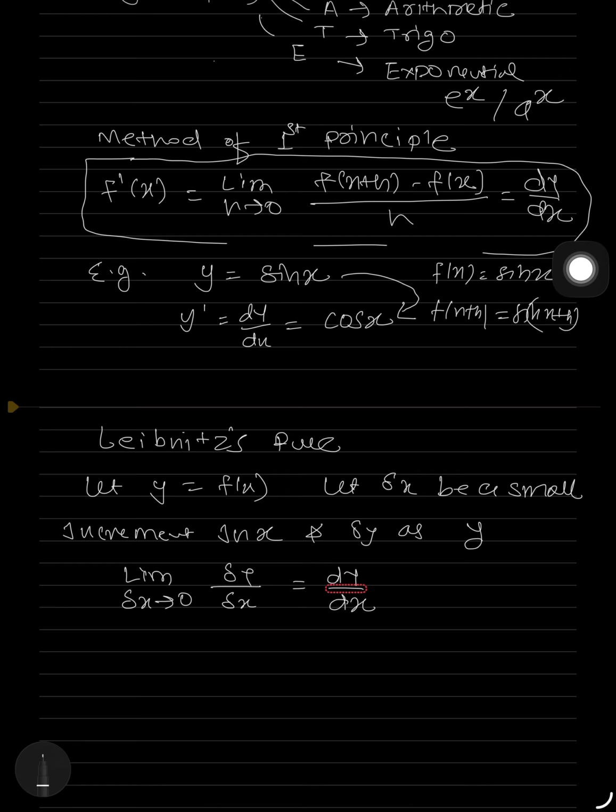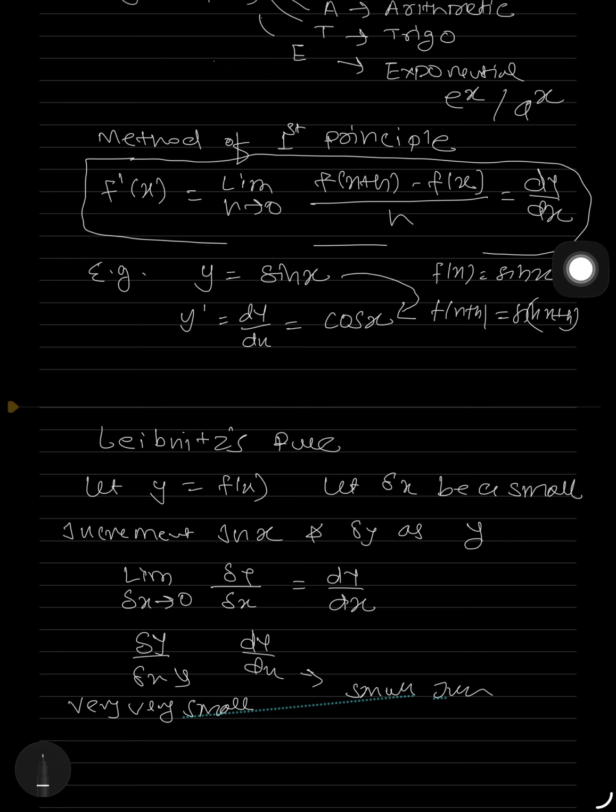Okay, so what is the difference between del y by del x and dy by dx? When we write del y by del x, it is a very small increment. Okay, and this we considered as a small increment.